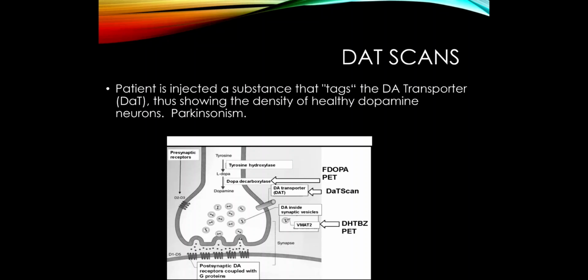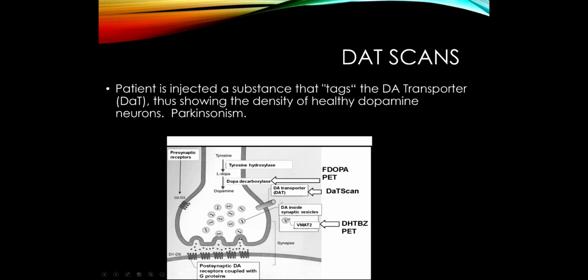So we can't send the patient to the lab for a blood test to see whether or not they have Parkinson's disease. There is a test that can be done. We don't do it very often, but it's a SPECT scan where the patient is injected with something that tags the dopamine transporter. Okay, right here. Here's dopamine in synaptic vesicles being released. And so by tagging the dopamine transporter, this basically tells us about how dense the dopaminergic neurons are.